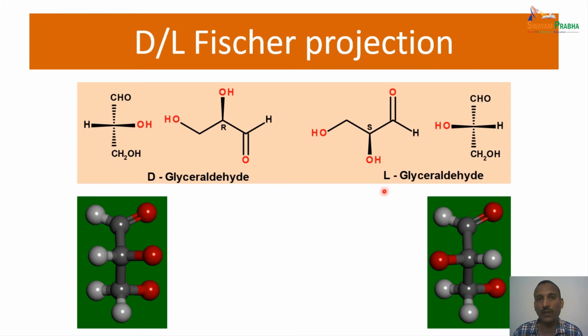For convenience, you can remember L is for left. That means if the highest priority hydroxyl is on the left, then you say that is L-glyceraldehyde. That way you can easily remember whether the highest priority group is on the right hand side or left hand side. Simply remember L for left, that means left for L-isomer. So that way you can easily remember this.